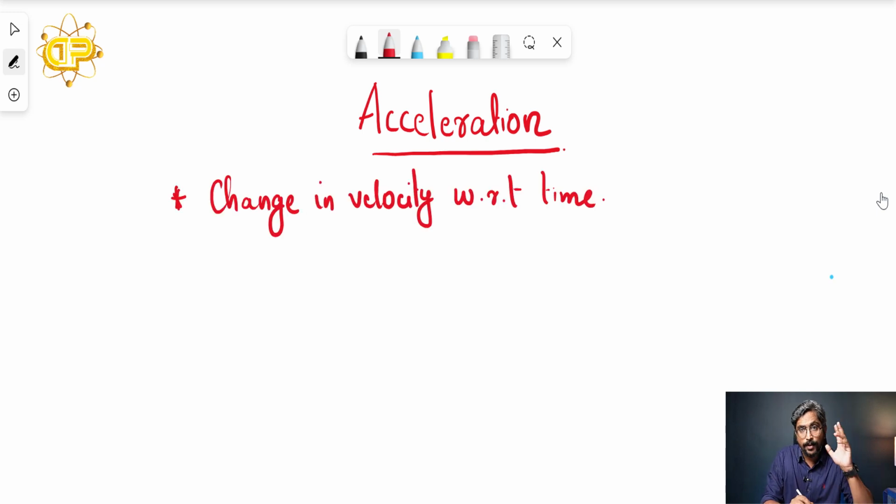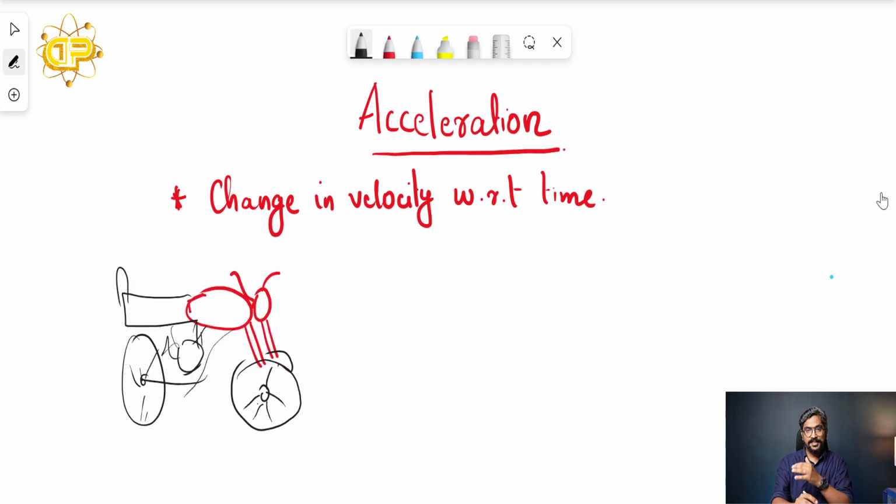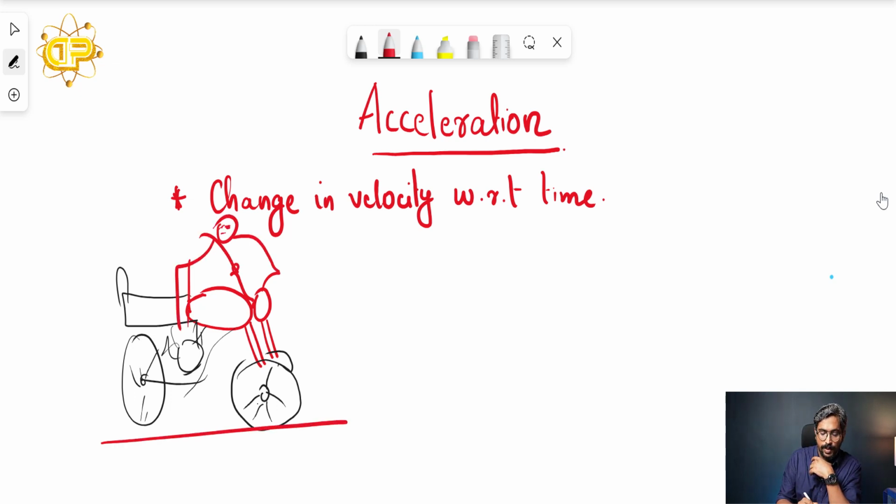Imagine you have a bike here and you're riding this bike. I don't know, you can just think of your own favorite bike. You have a bike and a person is riding this bike. Okay, he is moving there, and you have one particular part in your bike, that is the accelerator.